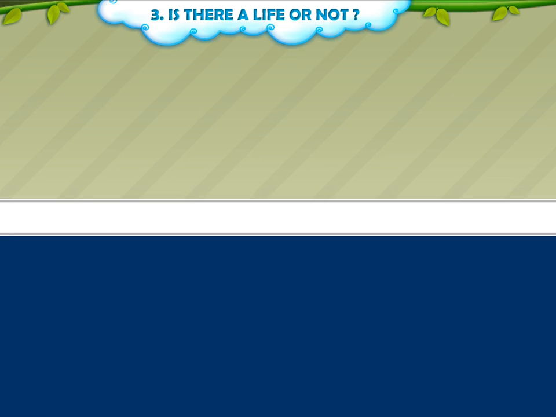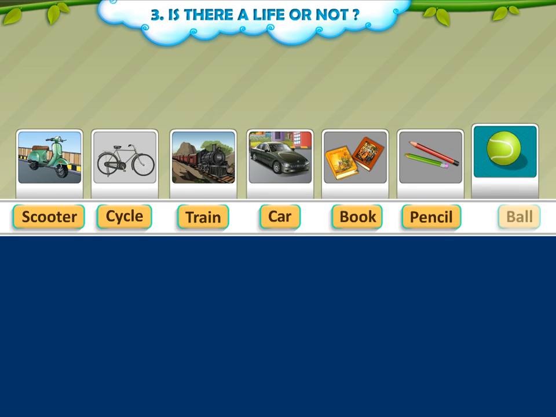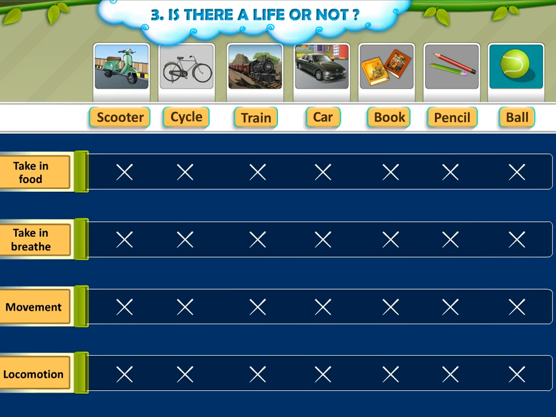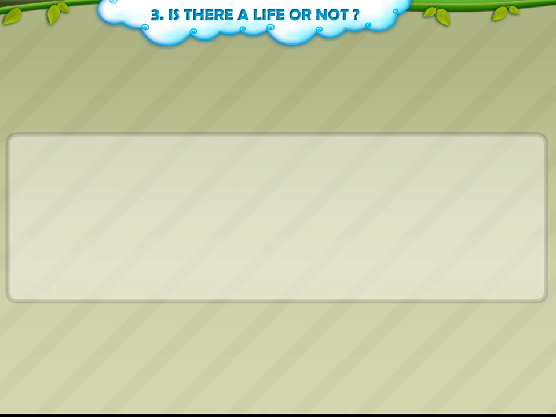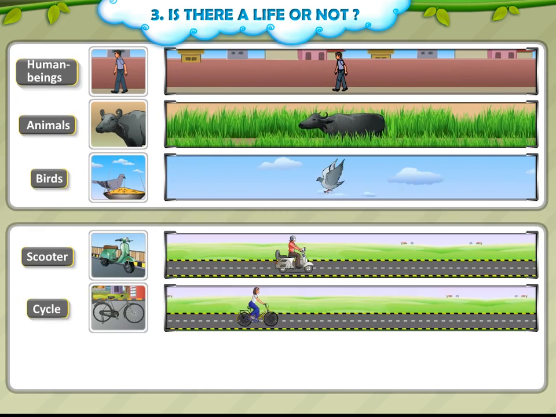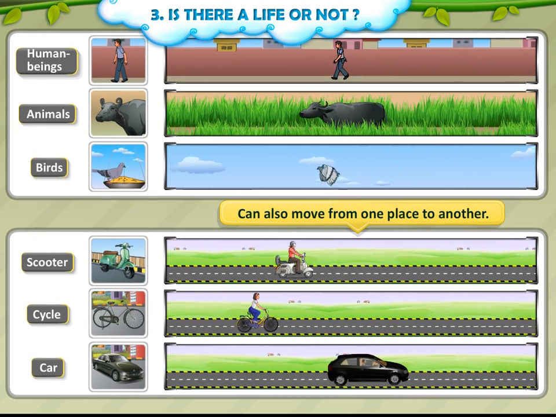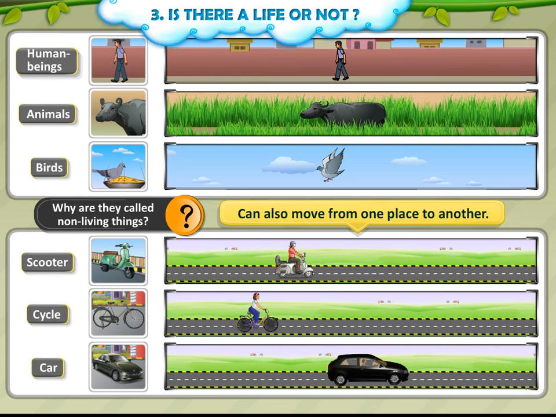On the other hand, scooter, cycle, train, car, book, pencil, ball, etc. do not exhibit the characteristics of living organisms like taking in food, breathing, movement, and locomotion. Therefore, they are non-living things. Now, you might think that, like human beings, animals, and birds, a scooter, cycle, and a car can also move from one place to another. Then, why are they called non-living things?